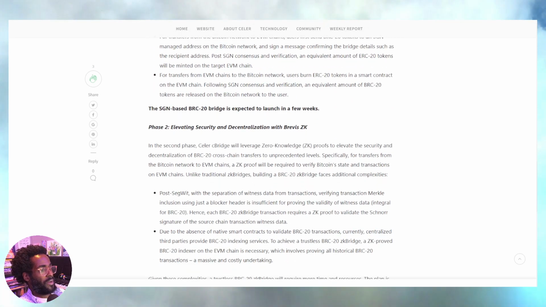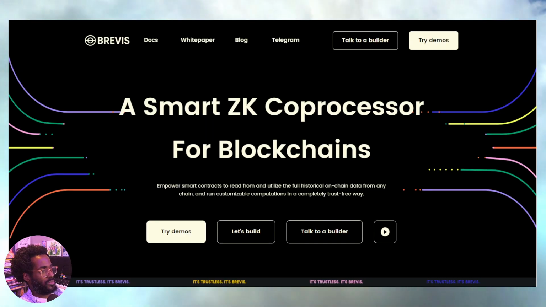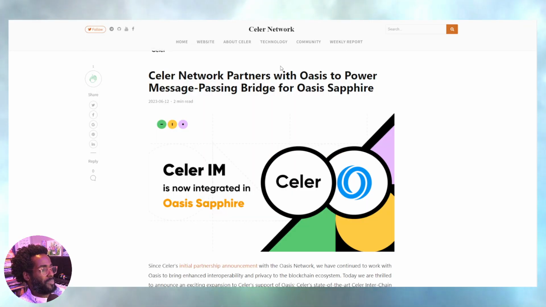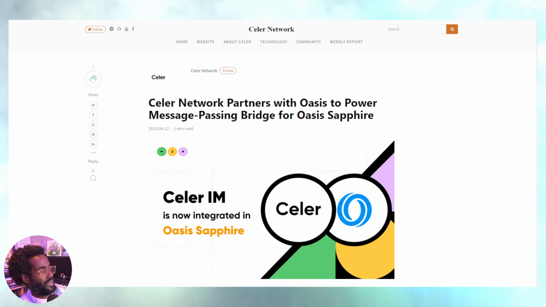As you see, they're collaborating with Brevis in some time as the evolution of this protocol goes through, and the developments of their privacy and their cross-chain messaging, right? So maybe that's one to look at as well. But I think it's really cool because there's just more connections with Celer and Oasis.